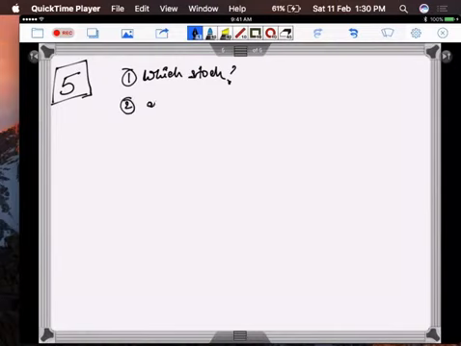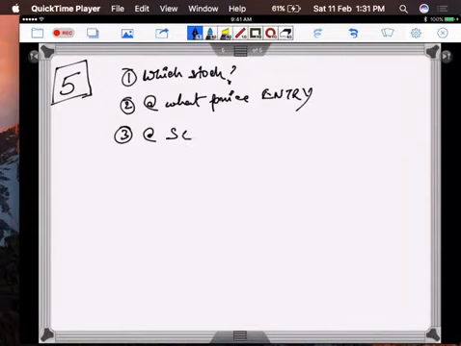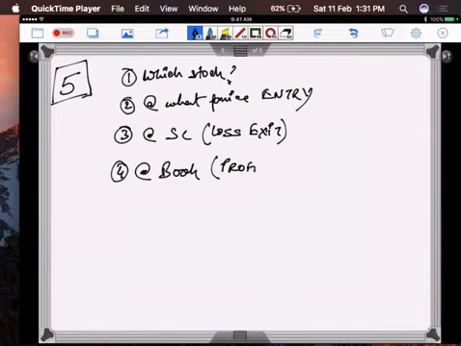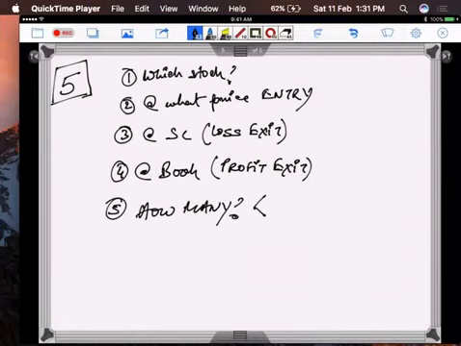Second question, at what price should I buy or sell? Means entry. Do I have my entry? Yes. Then at what price would be my stop loss? Means my loss making exit. If I go wrong, where do I exit? Fourth, at what price will I book my profits? This is profit exit. And the fifth one is how many stocks should I buy or sell? This is money management.